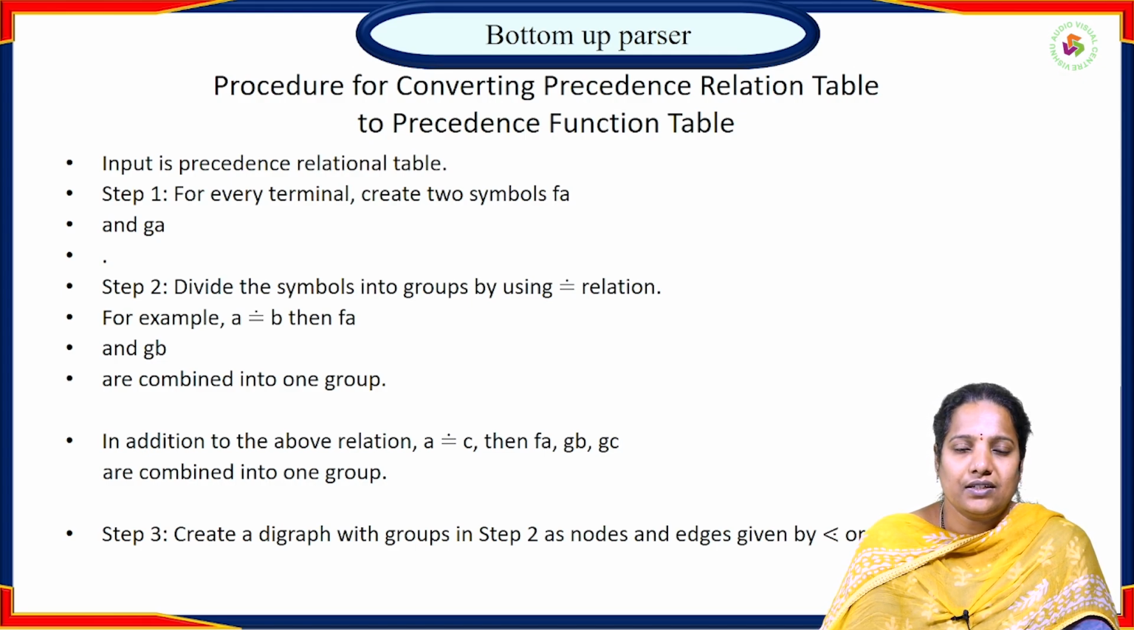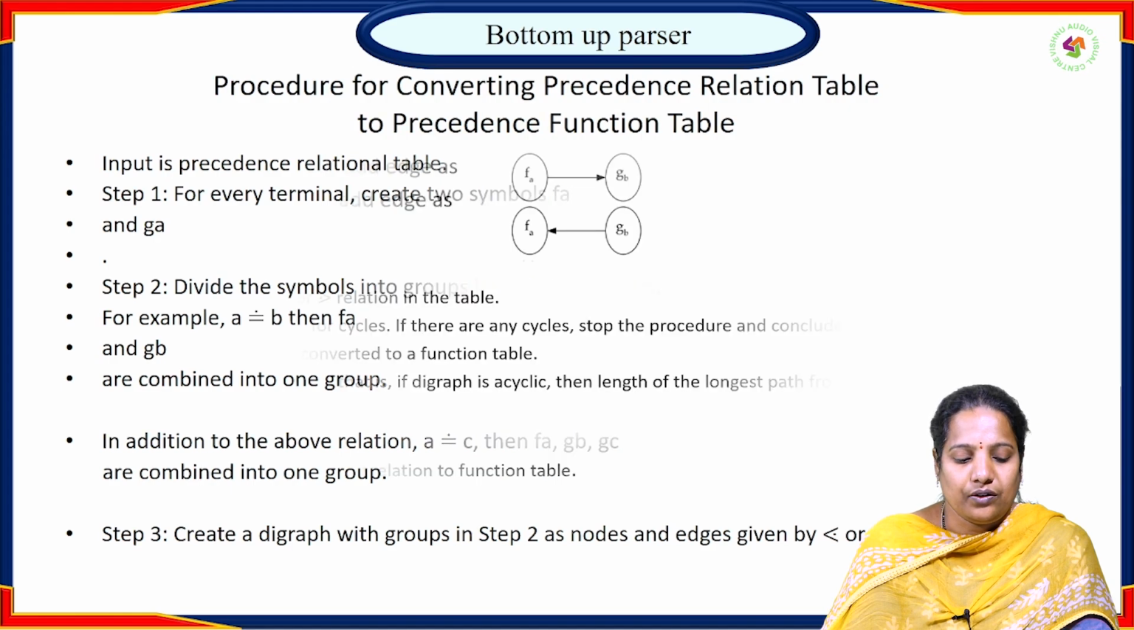When converting this relation table into the function table, first we give the precedence relation table as input. Then for every terminal, we create two symbols called F_a and G_a. One indicates the row and the other indicates the column. And we divide the symbols into two groups by using the equal relation. For example, if operator A has equal precedence to B, then we create F_a and G_b and combine them into the same group.